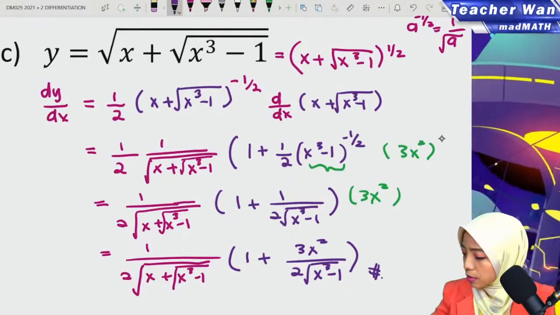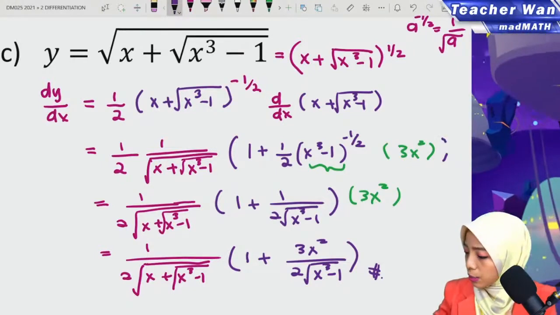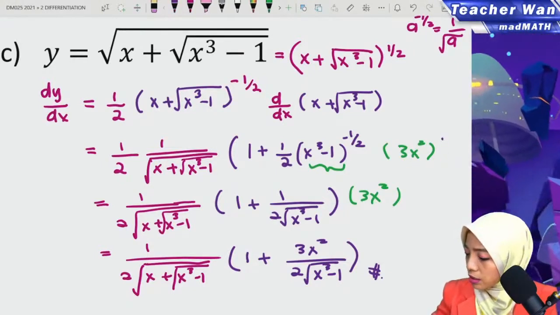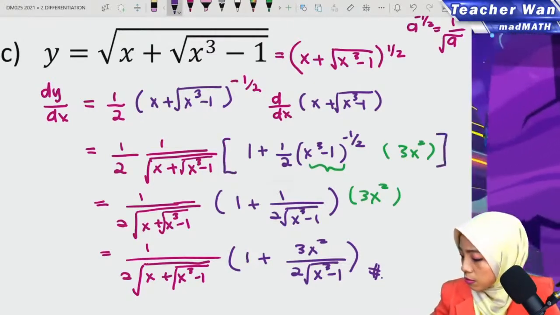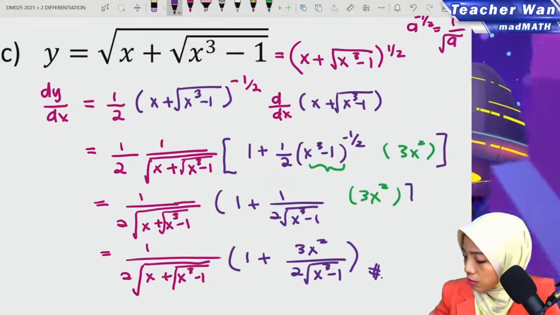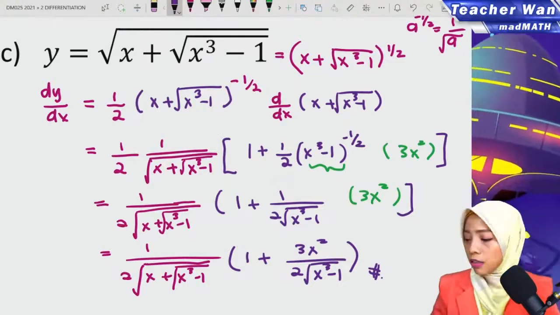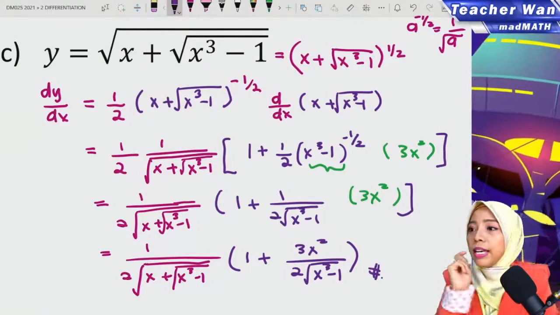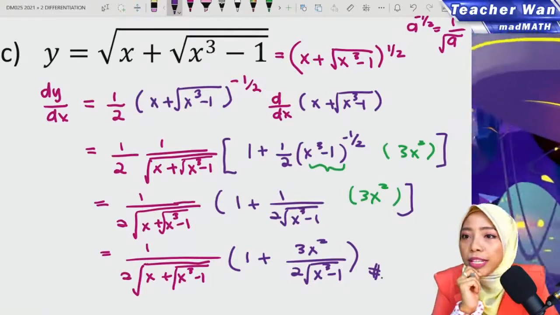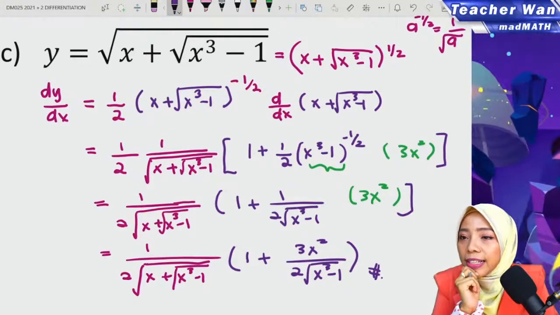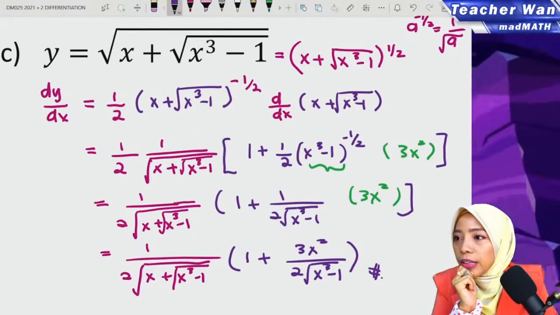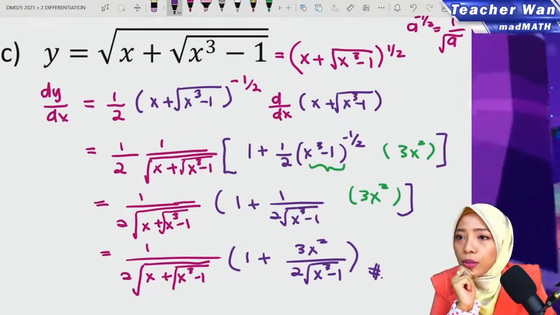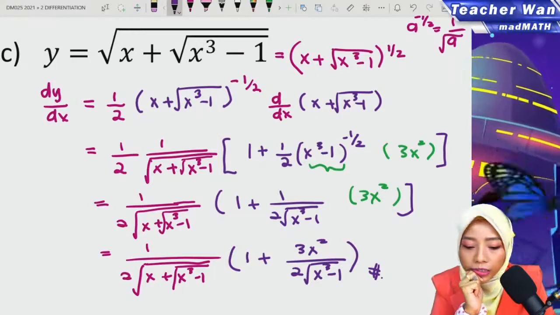Sekejap. Here. Ni purple ni dekat luar ni. Okay. Yes, ada set dekat x cubed minus 1. Yes, I have added the set. Thank you, Luqman. Okay. So far okay? All good?